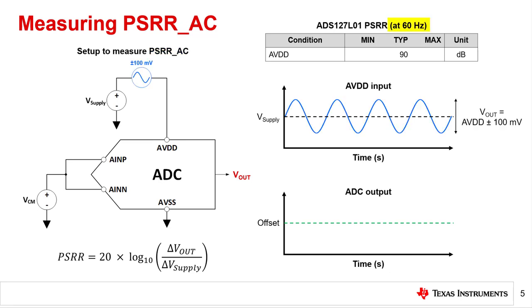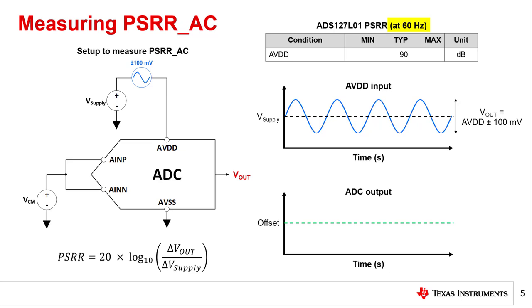However, instead of introducing a DC offset to the supply, measure PSRR-AC using a sinusoidal AC signal riding on top of the nominal DC supply as shown in the blue plot on the right. This sinusoidal AC signal mimics noise at a particular frequency. For example, 60 Hz is used for the ADS127L01 PSRR measurement, as shown in the table in the top right.